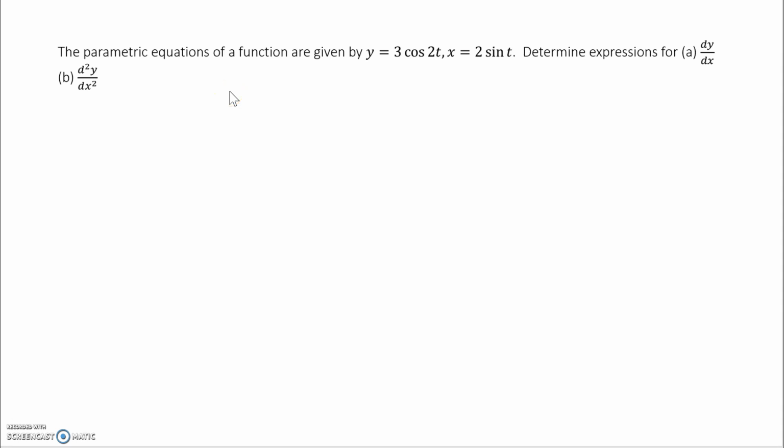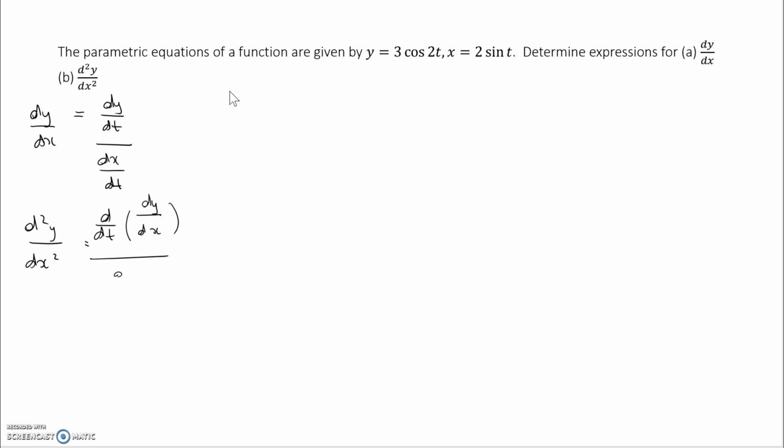The first one gives you y and x in terms of t, and you need to find dy by dx. Okay, so dy by dx, just using the formula, would be dy by dt over dx by dt. And the second derivative, we may as well write it now, is equal to the derivative of the derivative divided by dx by dt.